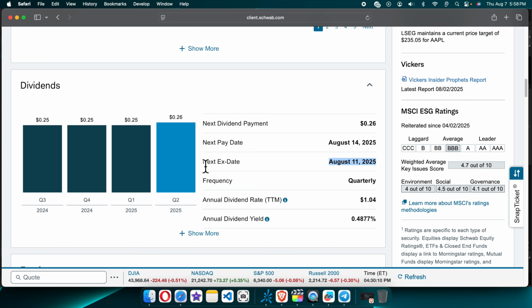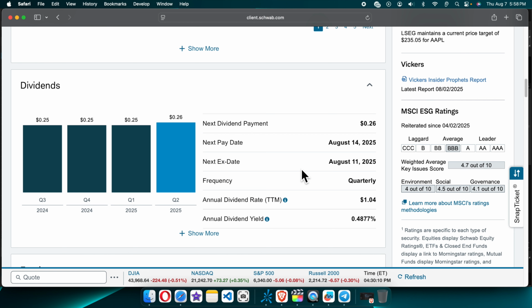So this is the most important thing. The next ex-dividend date is August 11, and this date varies. Some companies pay after 2 days, or after 1 week, or even after 1 month or 2 months, something like that. That is not a mandatory thing to understand, but the main thing to understand is this date. So the next ex-dividend date is August 11, 2025. This is the thing you must understand, and based on that you can get the dividend.